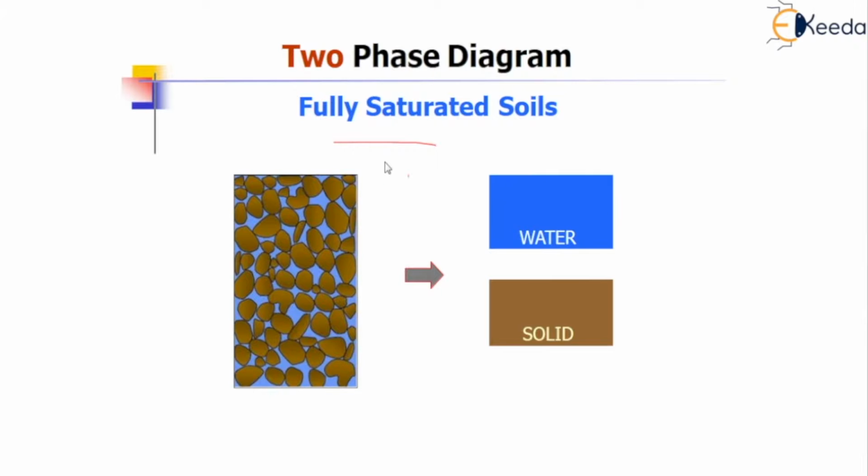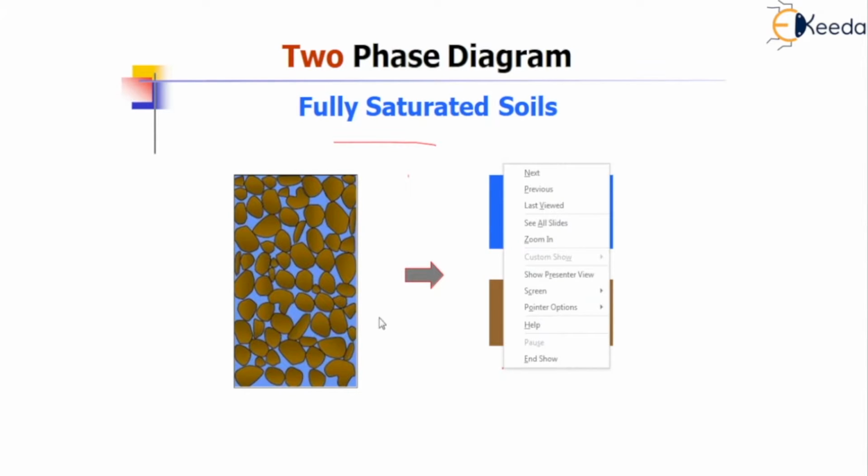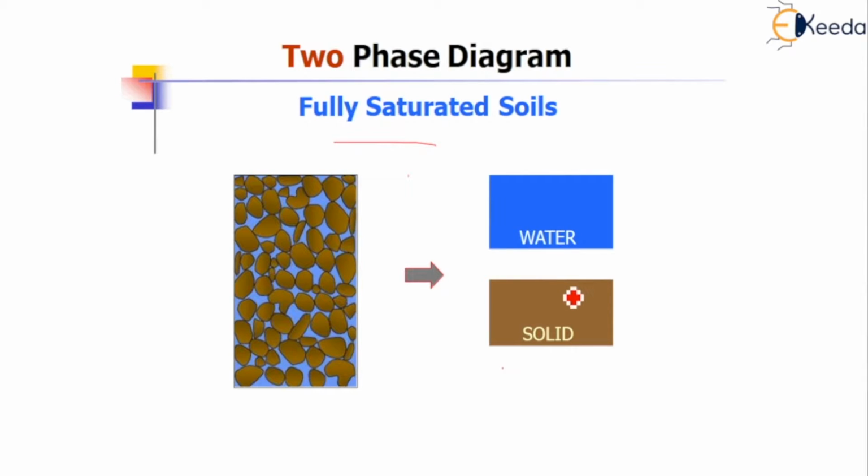What happens in fully saturated soil? There will be no air voids. The whole voids are filled with water. See, you can see, there is no air. Only the three phases, that is solid, water and air. When there is no air, the three-phase diagram is converted into a two-phase diagram. Hence, fully saturated soil is a combination of water and solids.